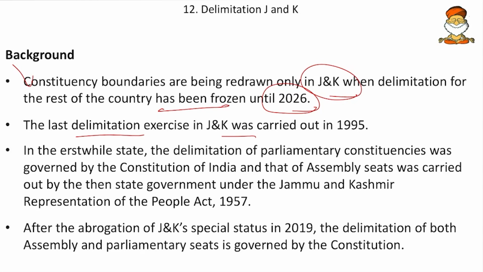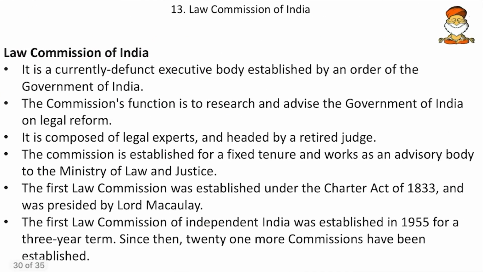Then in the erstwhile state, the delimitation of parliamentary constituencies was governed by the Constitution of India, and that of the assembly seats was carried out by the then state government under the Jammu Kashmir Representation of People Act. So only for the parliament constituencies, the Delimitation Commission of Government of India used to work, and for the state, the Representation of People Act 1957 of J&K used to work. So here Representation of People Act of India 1950-51 was not working, and after the abrogation of the J&K special status, now the same delimitation commission works for both assembly as well as parliamentary constituencies.